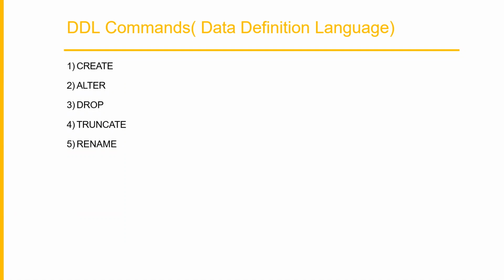And drop is used to remove the entire table or any object. Any object we want to remove from the database, we use the drop command. Truncate is used to remove all the rows from a table. Rename is used to rename the object. So we'll see them in detail now.